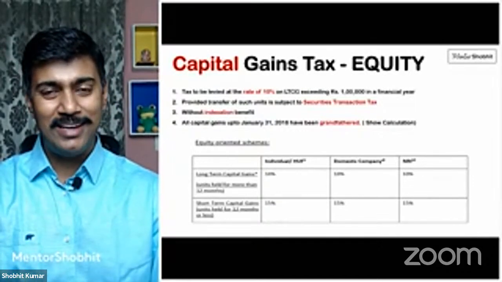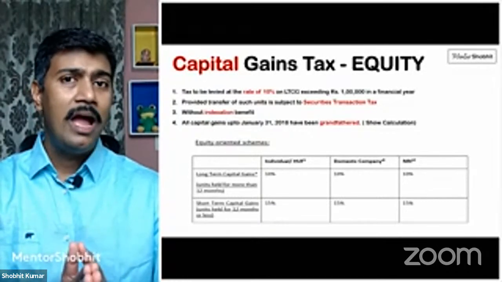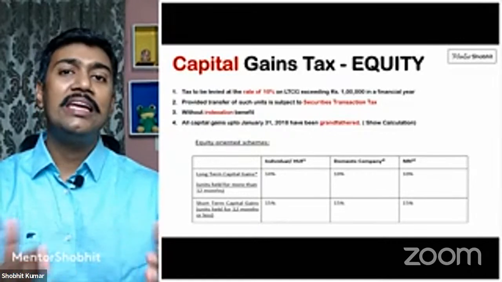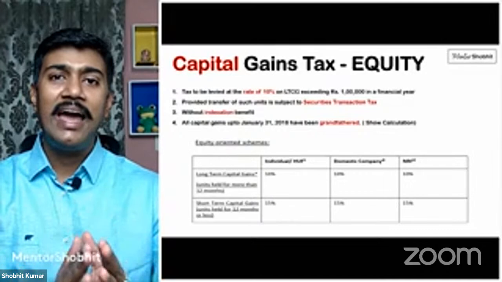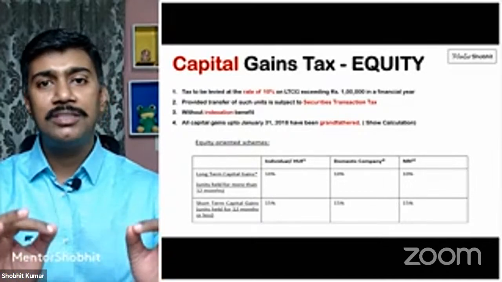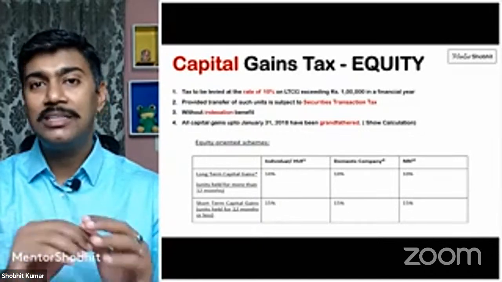Is that not excellent? This is a very good feature of mutual fund investments in equity. Beyond 1 lakh, if any profit is there, then on that he has to pay tax at the rate of 10% flat. He doesn't have to pay tax according to the tax slab.